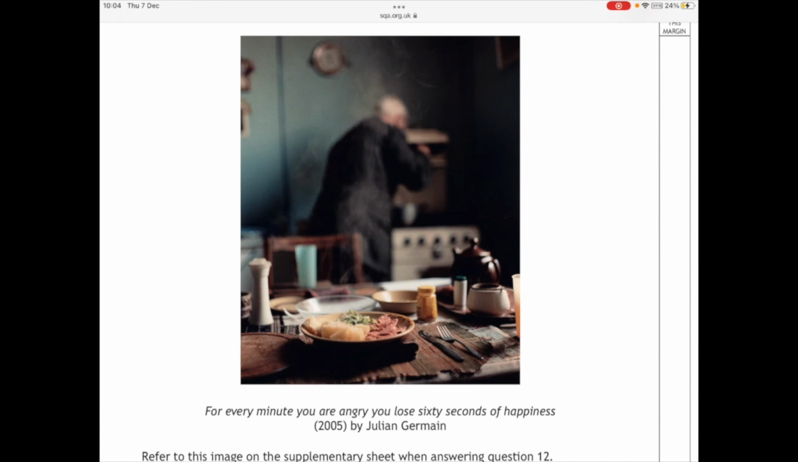Impact, this creates a candid record of the moment, so it looks like we are a kind of voyeur, looking at this man cooking his tea, and it looks like he's not posing. So we have that candid feel to it. Okay.